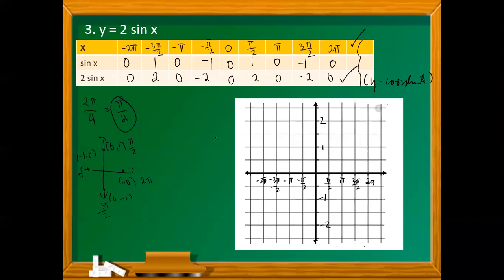So plotting the points, we have negative 2 pi, 0. So this is negative 2 pi, 0. And then negative 3 pi over 2, 2. Here, negative pi, 0. Negative pi over 2, negative 2. And then 0, 0. Pi over 2, 2. And then 3 pi over 2, negative 2. Oh, we forgot the pi over 2 here. So let's just place pi over 2 here.